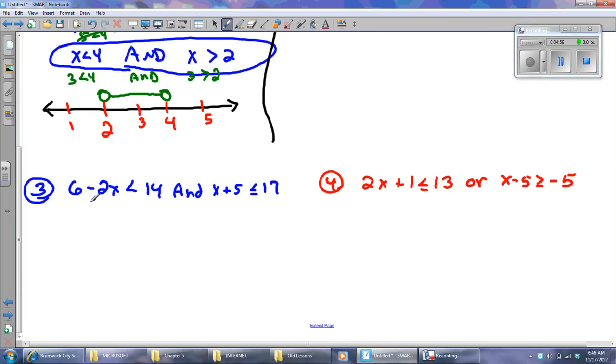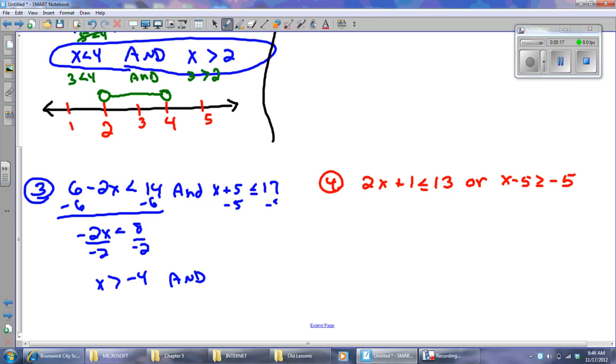So I'm going to solve both parts by subtracting 6. Negative 2x is going to be less than 8. Divide by negative 2. Divide by negative 2. X is going to be greater than negative 4. And here I'm going to subtract 5. I'm going to subtract 5. X is going to be less than or equal to 12.